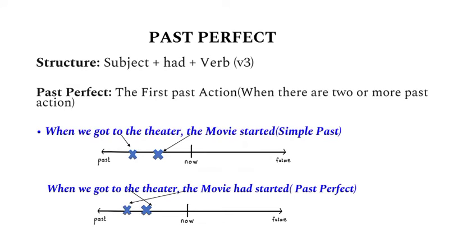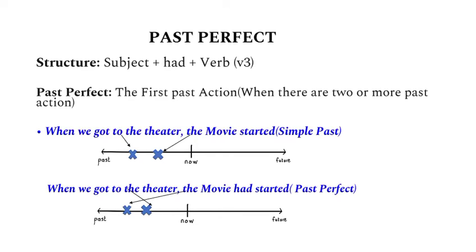Past perfect tense. Before we talk about this tense, take a look at the past simple tense sentence. For example, when we got to the theater, the movie started. This is simple past. There are two past actions here: got to the theater and the movie started. You can see in the timeline that we got to the theater first and then right after that the movie started.